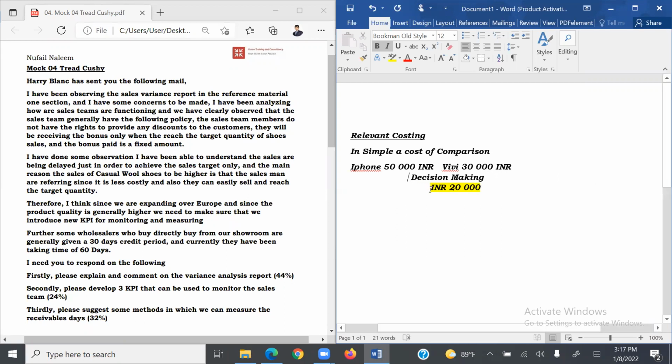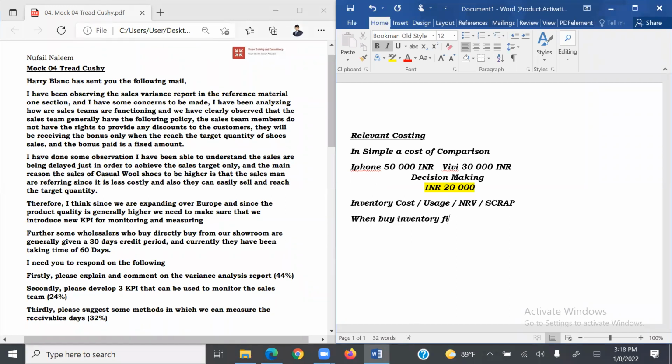So similarly, students, coming to inventory as well. I'm just doing the basic part only. If you see, inventory has cost, inventory has an element of usage, inventory has an element of NRV, inventory has an element of scrap. So students, whatever said and done, when you buy inventory for the first time, you record at cost. You record at what, students? Cost. Let's assume the cost is 1,000.